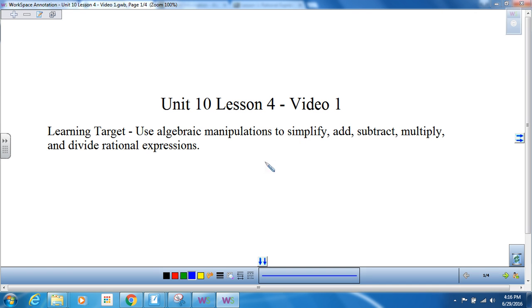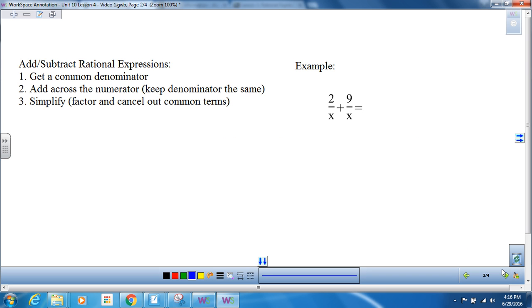This is Unit 10, Lesson 4, Video 1, working with rational expressions still, and we're going to look at adding and subtracting now. Adding and subtracting. We're going to do this in two parts.